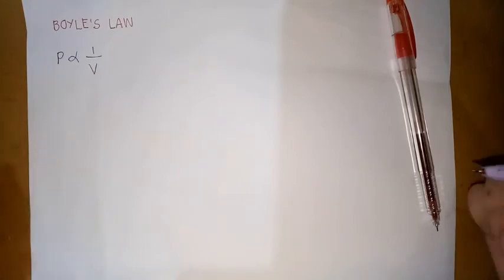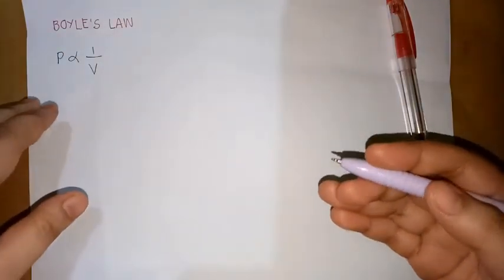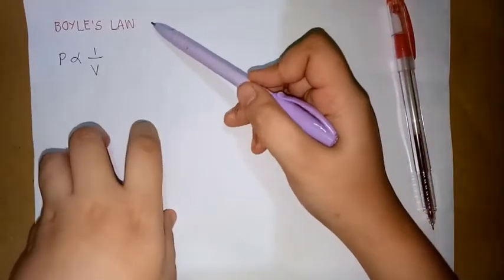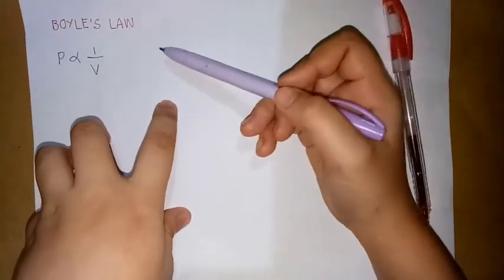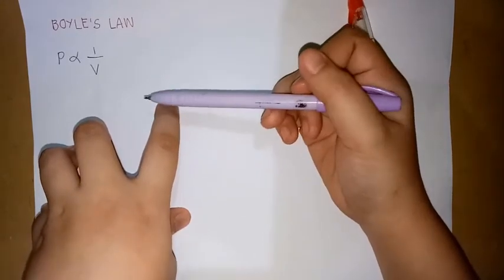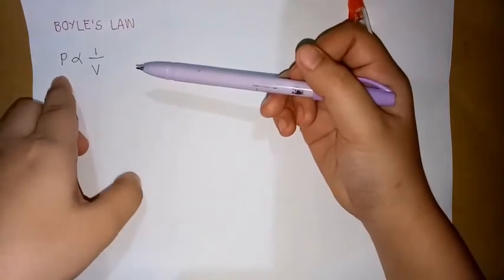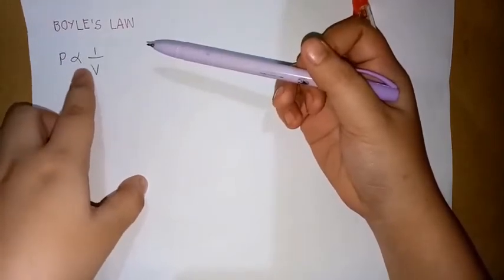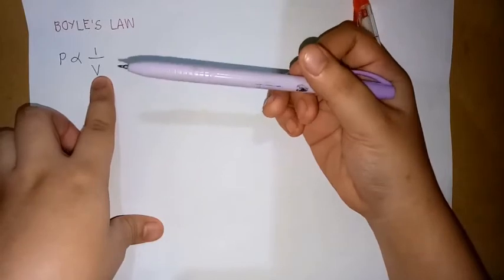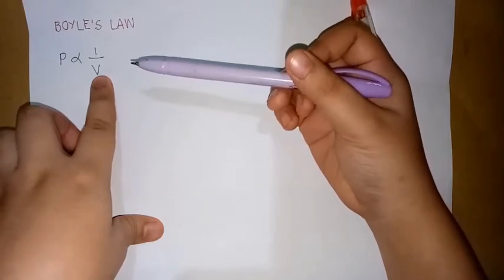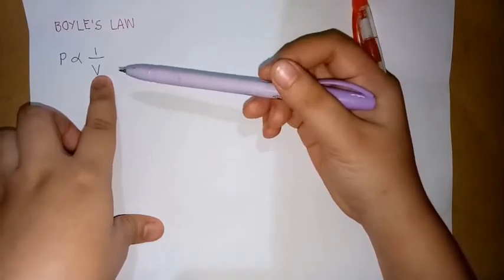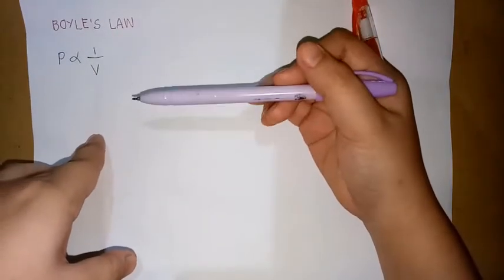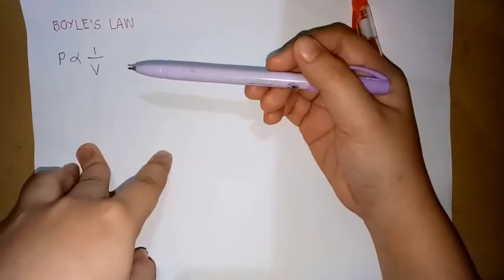For today, I am going to discuss and give you some examples about the ideal gas laws. First, let us start with Boyle's law. What is Boyle's law? Boyle's law is a gas law which states that the pressure exerted by a gas of a given mass kept at a constant temperature is inversely proportional to the volume occupied by it. In other words, the pressure and volume of a gas are inversely proportional to each other as long as the temperature and the quantity of gas are kept constant.